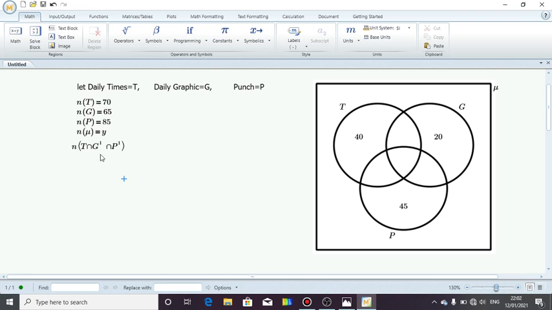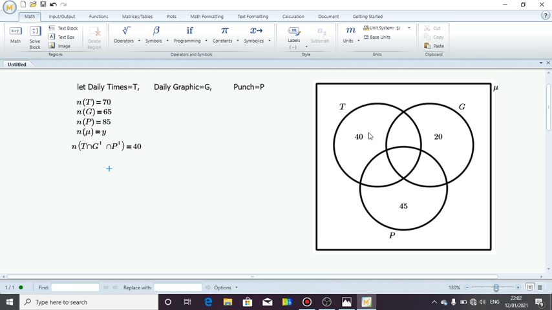So this is how we represent it in set notation symbol. These people in this question are 40. What this statement means is those that apply to only Daily Times, without Graphics, without Punch, are 40. The prime I have here, which is the complement of a set, tells me that they don't apply to Graphics, they don't apply to Punch, they only apply to Daily Times. They are 40 and they are supposed to be in this place.